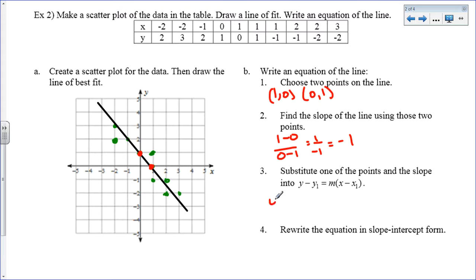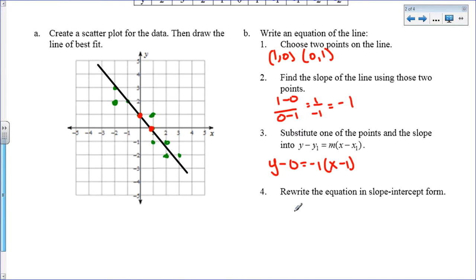of the equation. So I'm going to do y minus 0 equals m, so check that, m, which is negative 1, times x minus 1. Then I'm going to go ahead and rewrite the equation in slope-intercept form. So y minus 0 is just y. If I distribute, I get negative x and a plus 2. Okay, this is the equation of the best fit line.